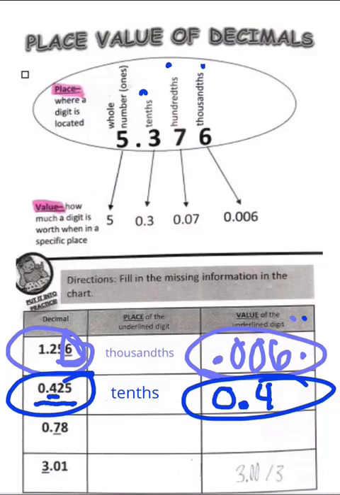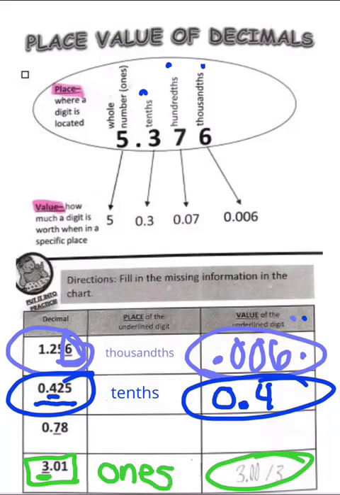As you can see, the last one is almost finished for us. This number is 3 and 100th. The underlined digit is in the whole number place, the ones place. So the value of it is 3 wholes. So it is in the ones place. Finish the last one on your own.